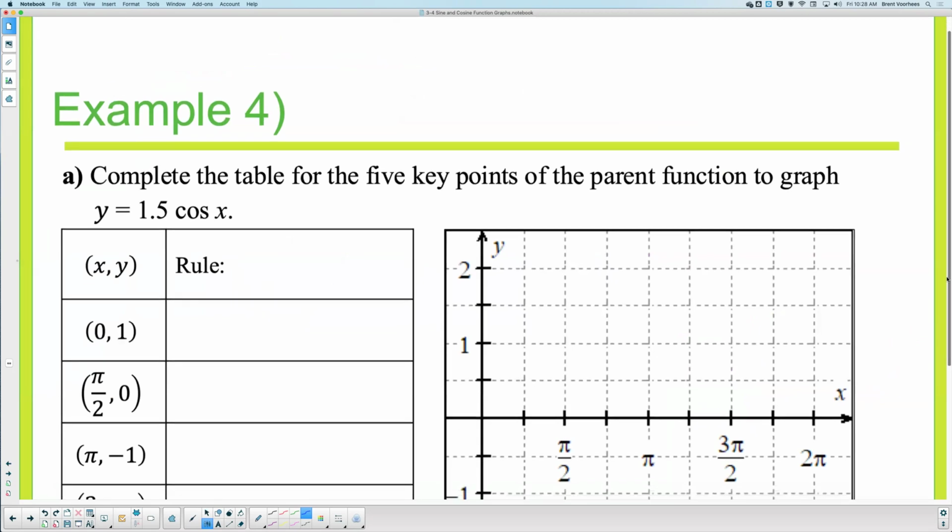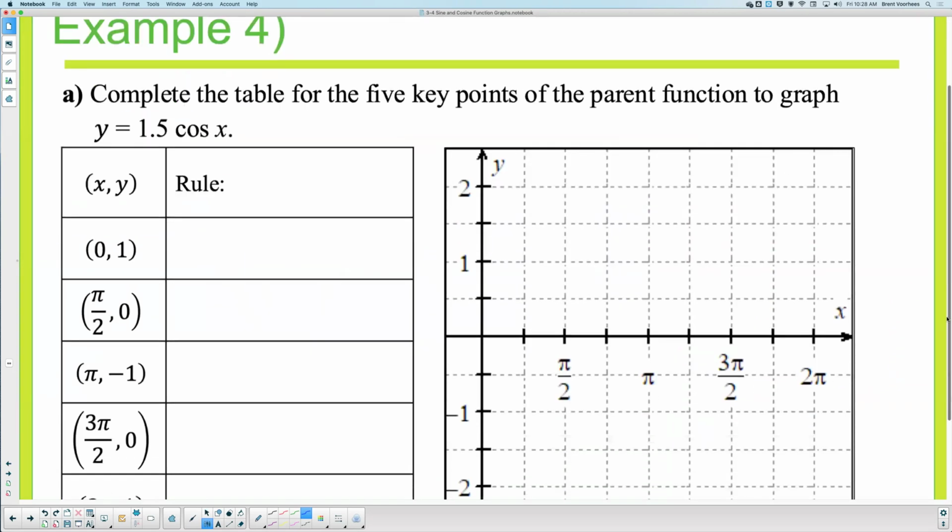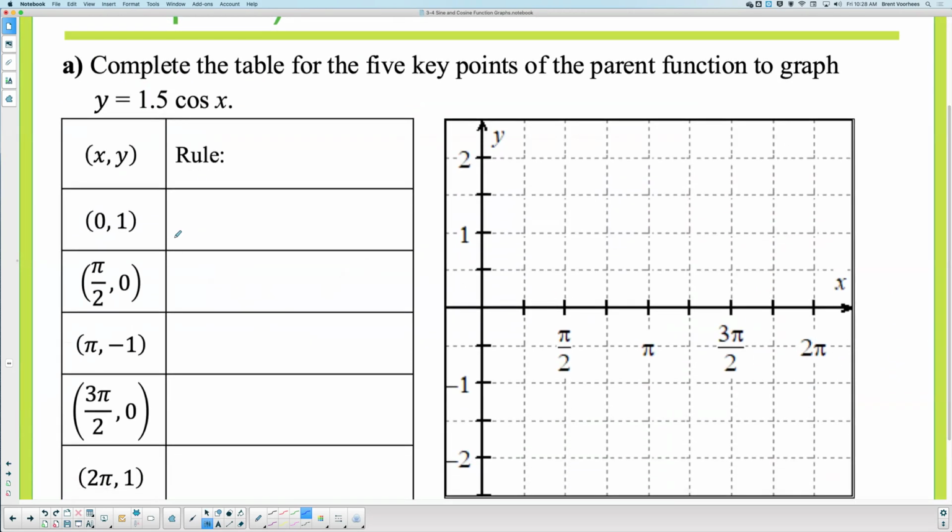So here we go. Let's take a look at example 4. It says complete the table for the 5 key points of this. Y equals 1.5 cosine. All right, tell me, what's that 1.5 doing? Is it multiplying the inside or the outside? The outside. That means I'm multiplying the y values. Is y a liar or a truth teller? Truth teller. So my rule here, x stays the same, but y gets multiplied by 1.5. So you can say 1.5 times y. That's what my rule would be.